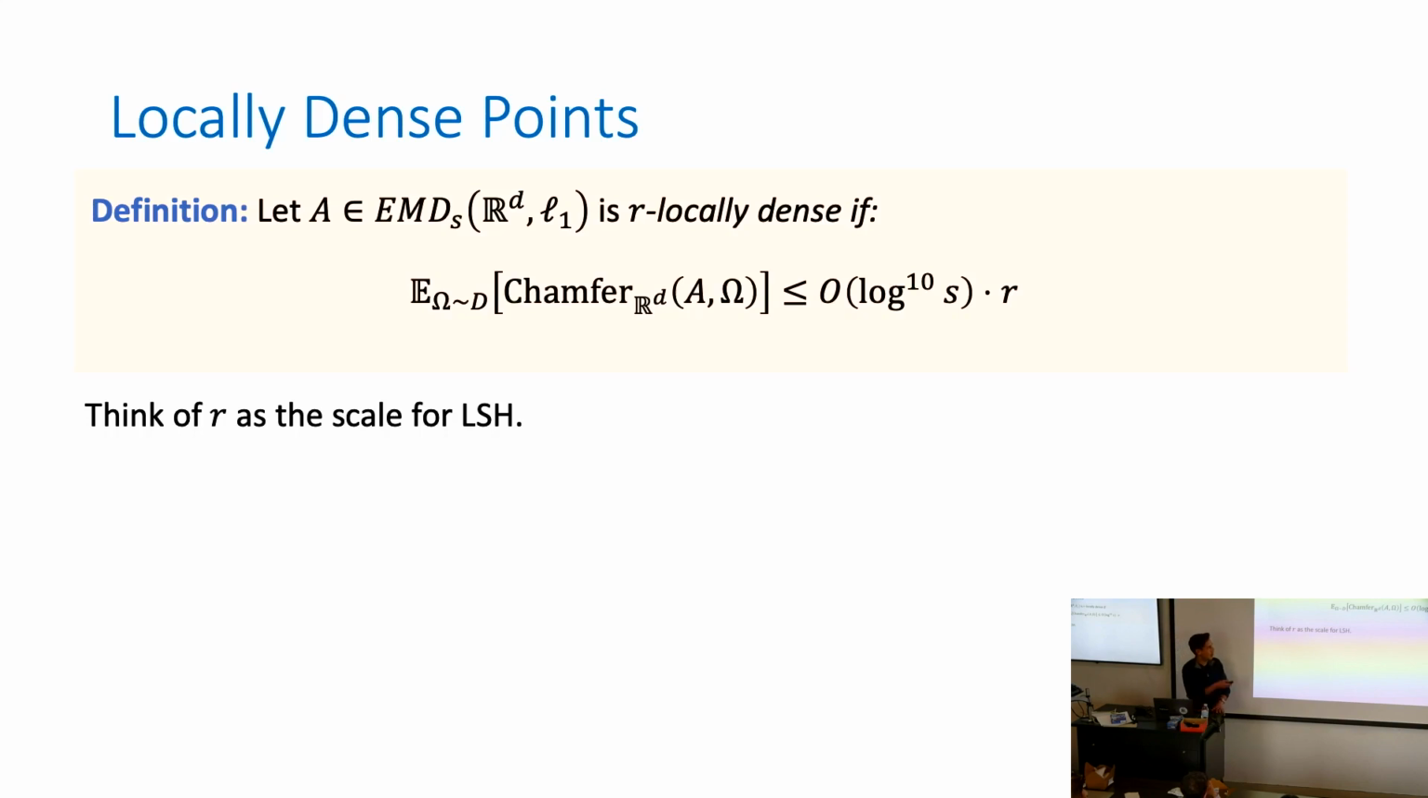I'm going to write this term. I'm going to call a point R locally dense if it satisfies this definition: if its chamfer distance to a randomly sampled subset omega is at most R times log 10s. This is just a definition. You can interpret it as A is close to a random sample, and R is the scale for this hashing.